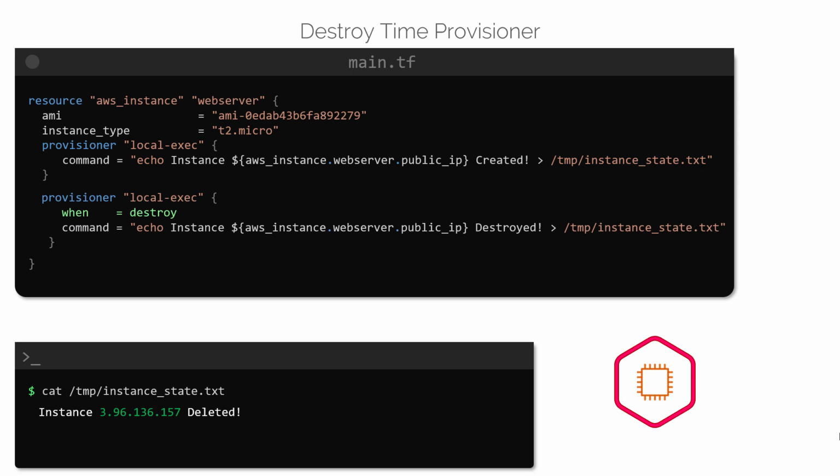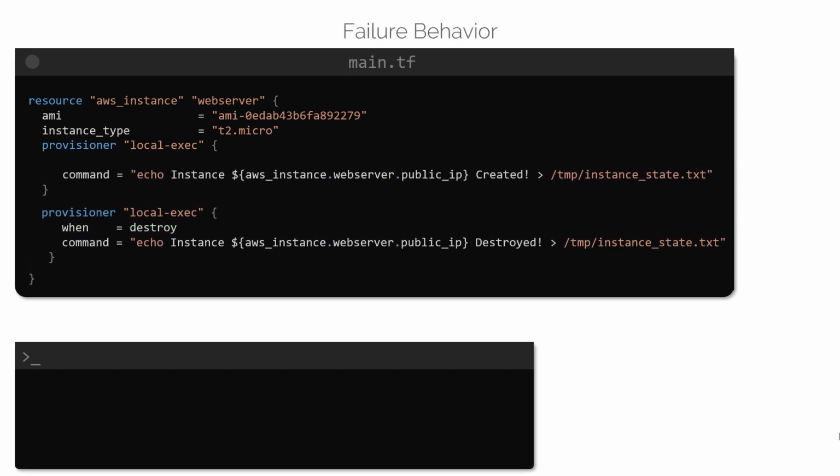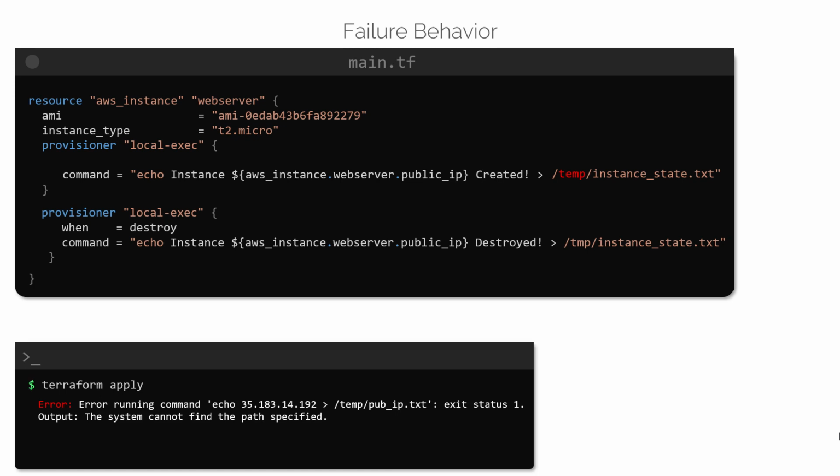Another default behavior of a provisioner block is to cause a Terraform apply to fail if the task specified in it fails for any reason. For example, if the creation time provisioner that we used earlier makes use of an incorrect path in the command, the default behavior would be for the Terraform apply to fail with an error like this. Here, there is no /temp directory located in the local machine, and this results in a failure.